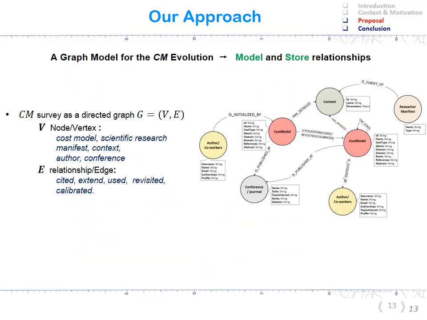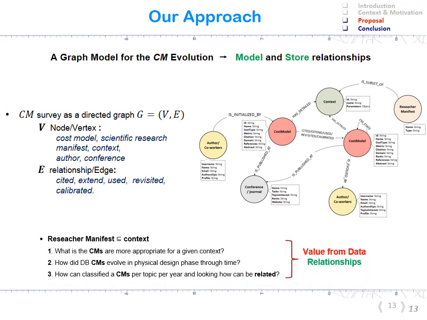To make the analysis of cost model relationships easier, we have proposed a graph model from the cost model evolution that matches the needs of the scientific researcher. These graph models model and store the relationships of cost models. The cost model survey graph data model consists of 5 node types: cost model nodes, scientific research manifest node, context node, author node, and the conference nodes. Cost models are linked by 5 relationship types: cited, extended, used, revisited, and calibrated.